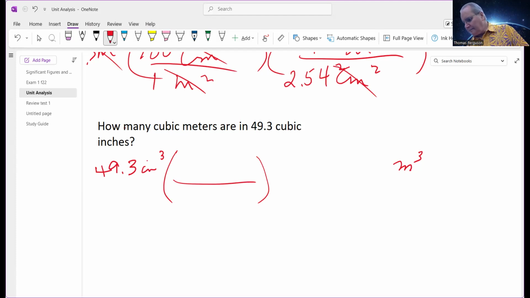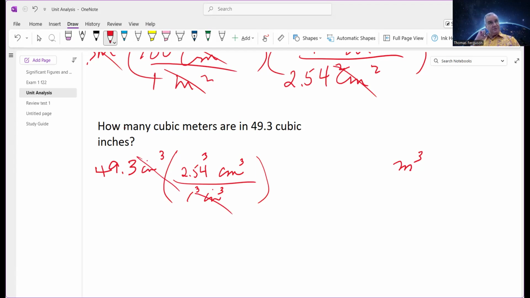Now, the problem is for the given to cancel, it's got to be cubic. So that means we have to cube everything. So when we do the calculations, we're going to go 49.3 times 2.54 cubed. Now, if you want, you can just do the cubed on the side and put it in, either way. Okay, so that gets us to cubic centimeters.